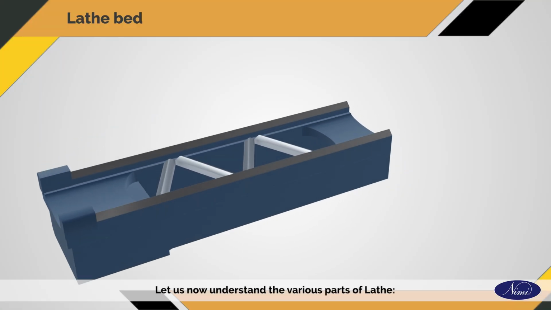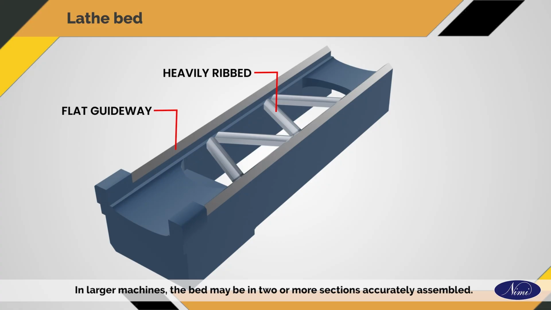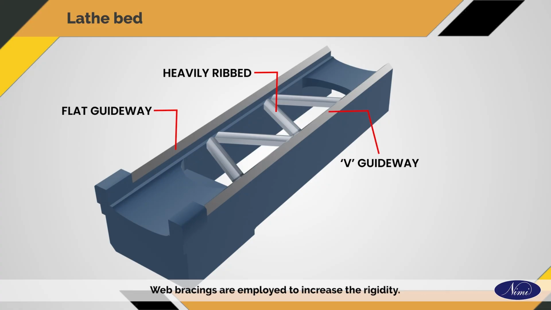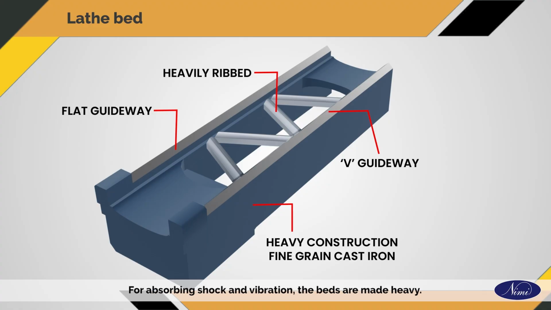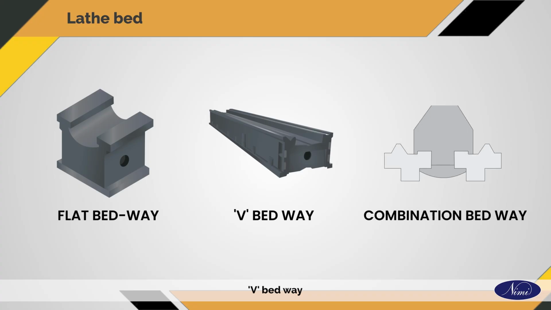Let us now understand the various parts of lathe. Lathe bed. The lathe bed generally consists of a single casting. In larger machines, the bed may be in 2 or more sections accurately assembled. Web bracings are employed to increase the rigidity. For absorbing shock and vibration, the beds are made heavy. The bedways are of 3 types: flat bedway, V bedway, combination bedway.